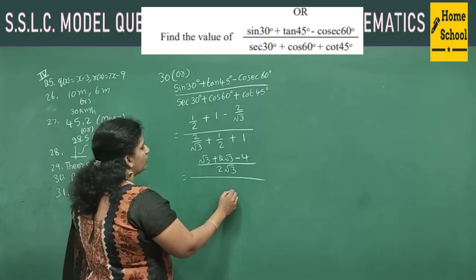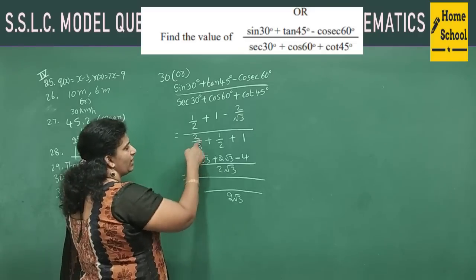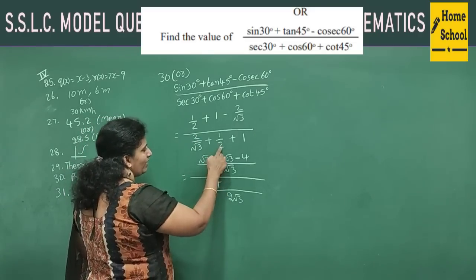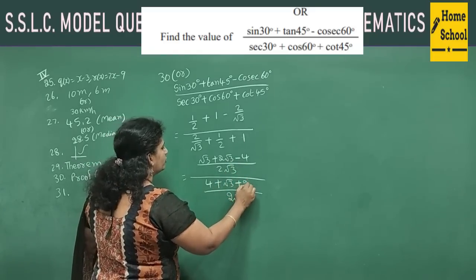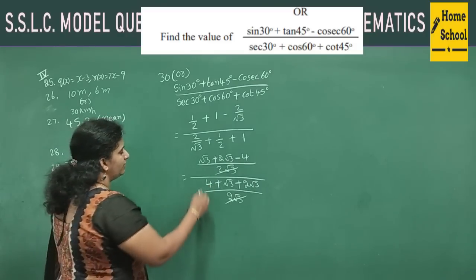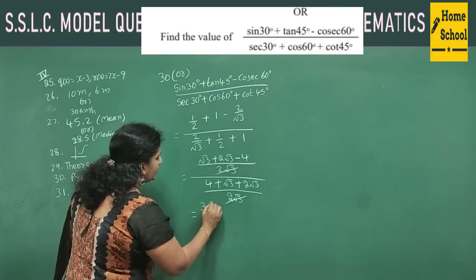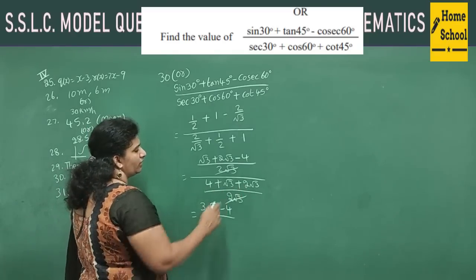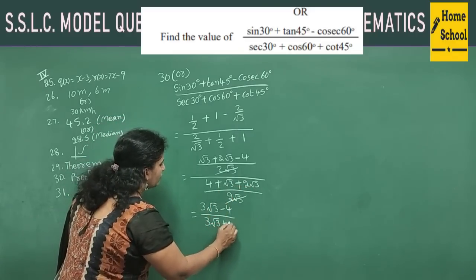Similarly here also 2 root 3 LCM. You have root 3 so multiply for this 2. 2 2s are 4. Plus you have to multiply root 3 and here 2 root 3. Now 2 root 3, 2 root 3 cancel. What are you going to get here? Root 3 plus 2 root 3 is 3 root 3 minus 4. Coming to the denominator, 2 root 3 plus root 3 is 3 root 3 plus 4.